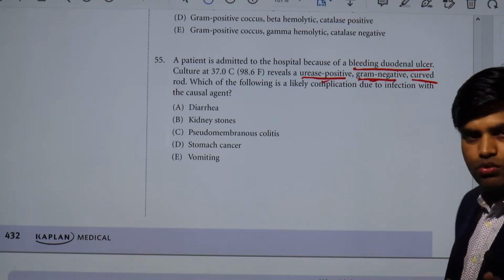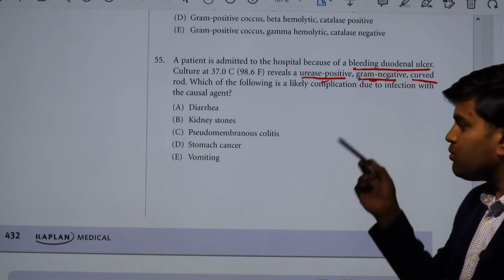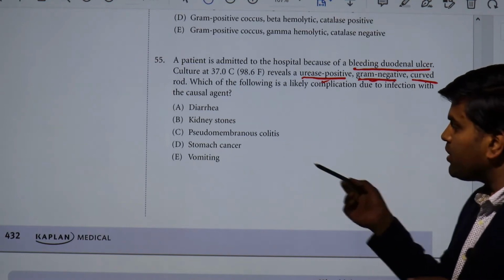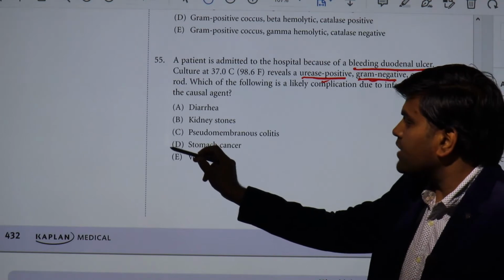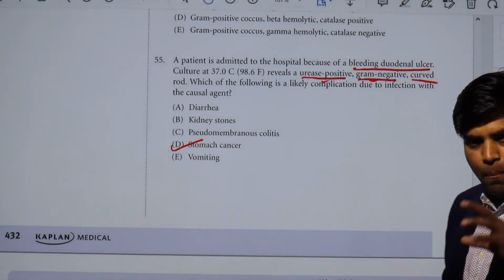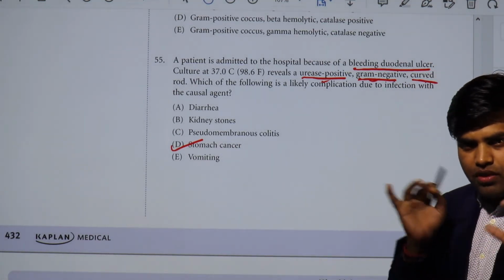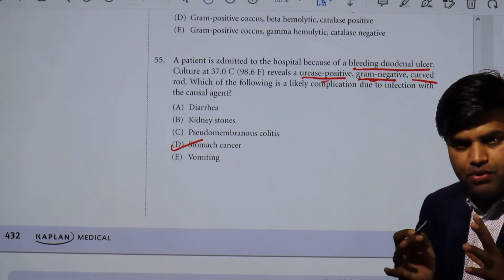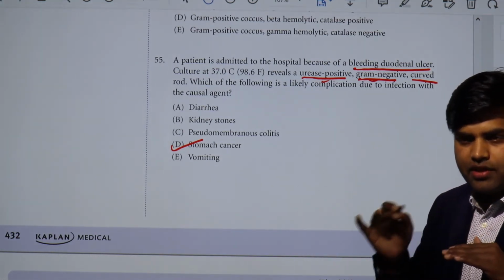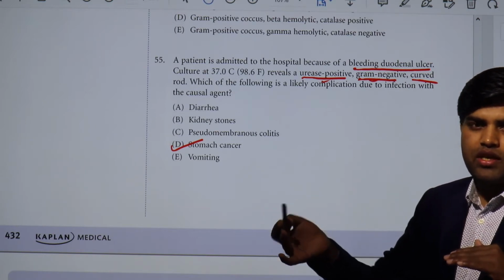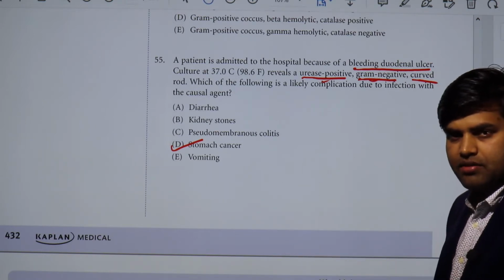Is it diarrhea? No. Is it a kidney stone? No. Is it pseudomembranous colitis? No. Is it vomiting? No. What is the long-term complication? The complication is stomach cancer. So you have to understand what the scenario is. The information will narrow down to the organism, and then on the basis of that diagnosis, they will ask you another question related to that organism, and we need to answer that.